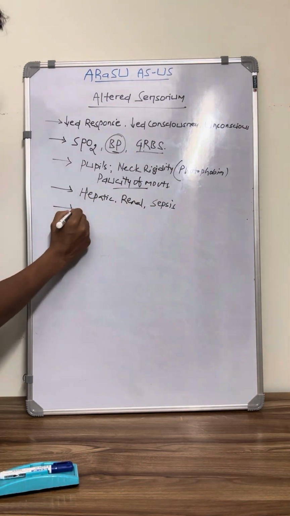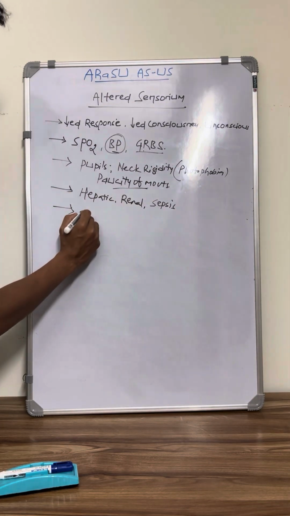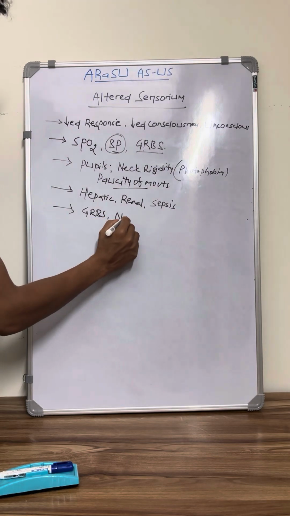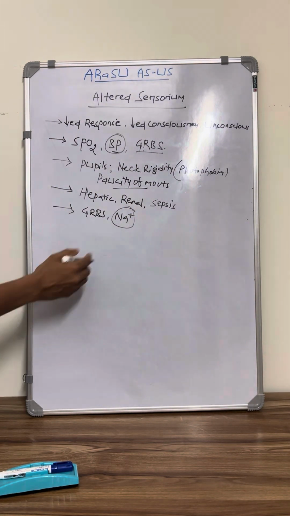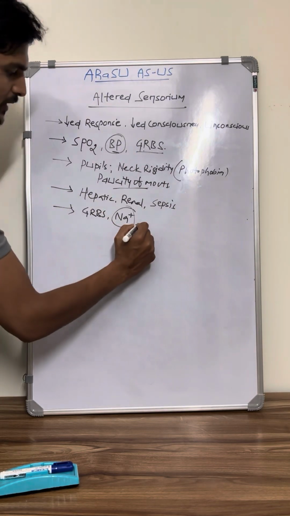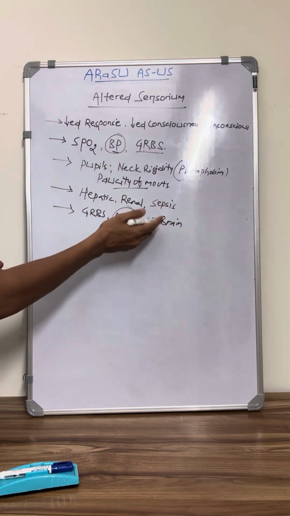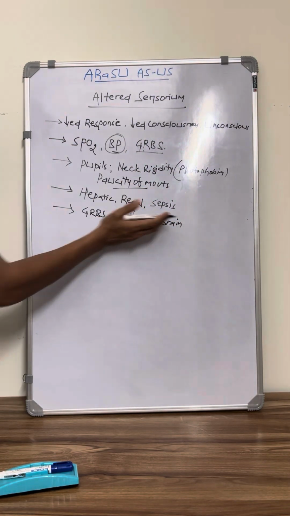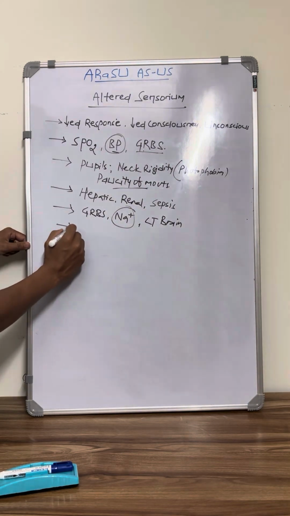And we have to ask for few initial investigations. For example, GRBS, which we have already told. Then ask for sodium, because hyponatremia or even hypernatremia can present with altered sensorium. Most commonly it is hyponatremia. And plain CT brain, so that any structural lesions, if present, we will get the clue through CT brain. So these are few things we can just send for in the initial few hours.